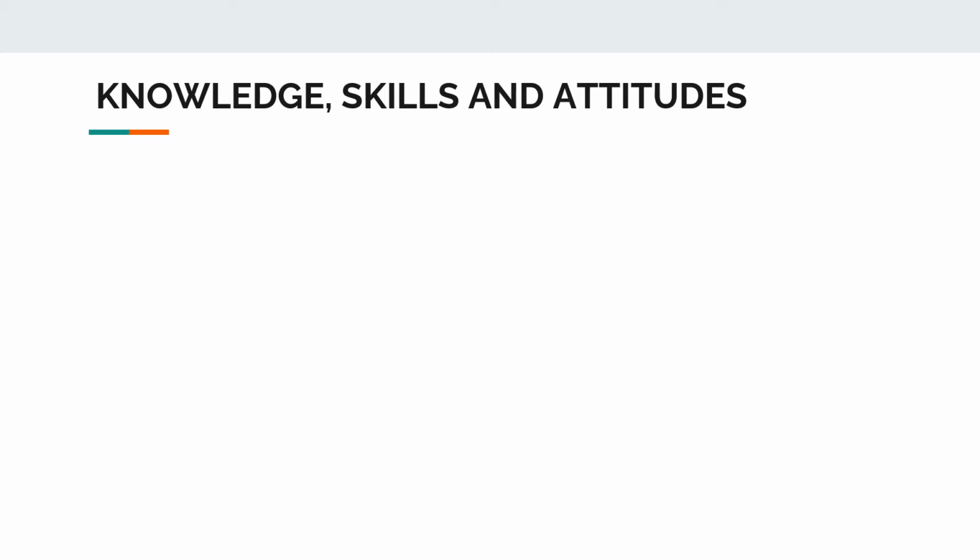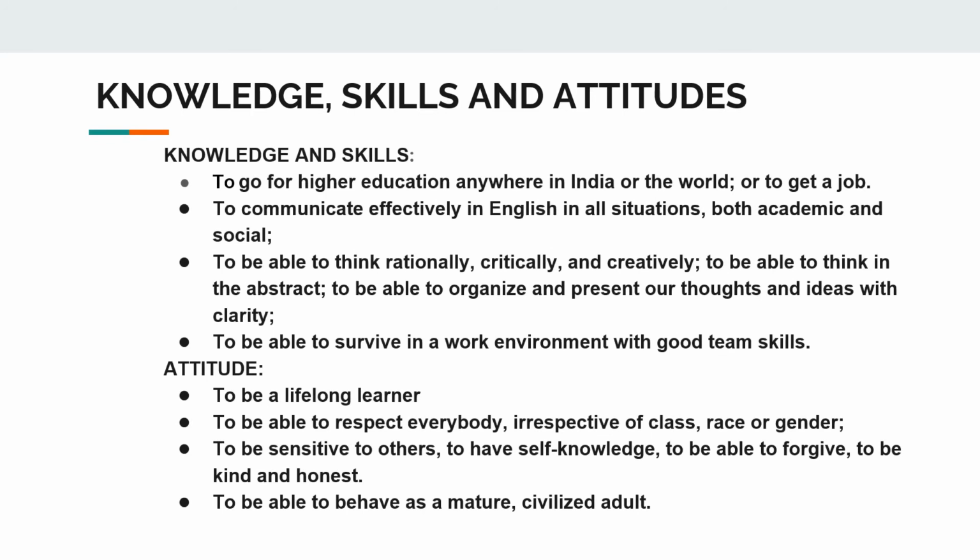Knowledge, skills, and attitudes or values actually parallel Benjamin Bloom's taxonomy of learning, where he talks about cognitive, psychomotor, and affective skills. Now, what is the knowledge, skills, and values we are expected to have when we complete 3 + 2 years of UG and PG programs? Obviously, we should have the knowledge and the skills to go for a research degree anywhere in India or the world. We should also have the knowledge and skills to take up a job after our PG degree.